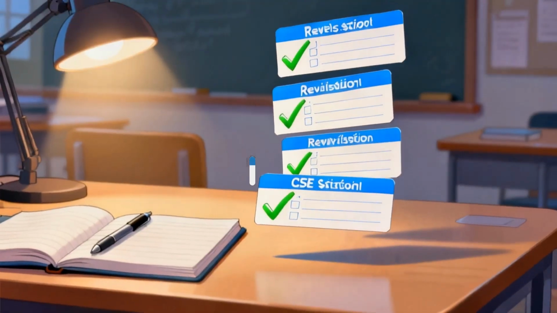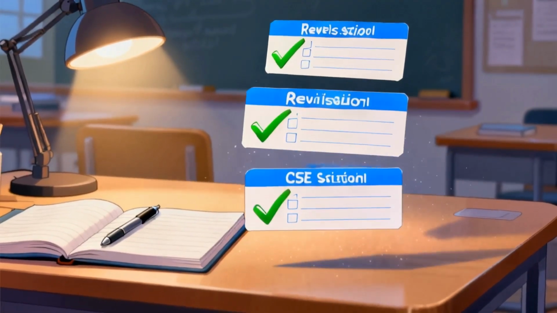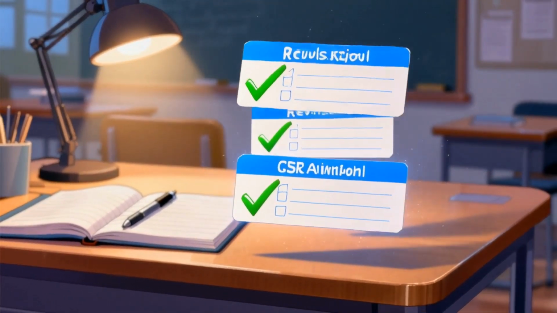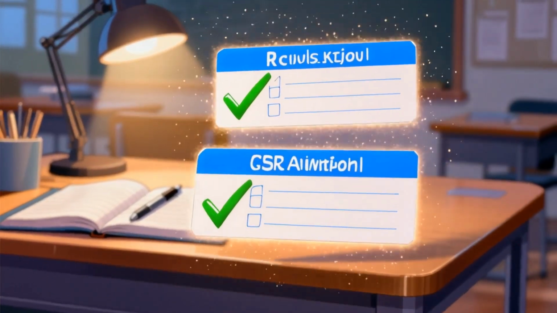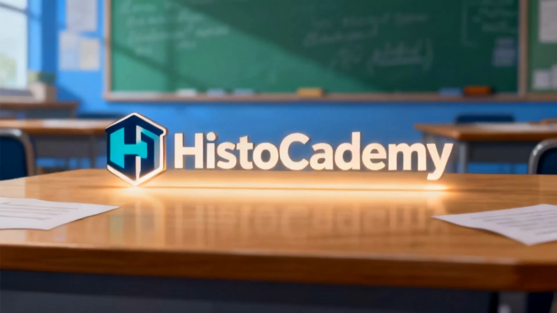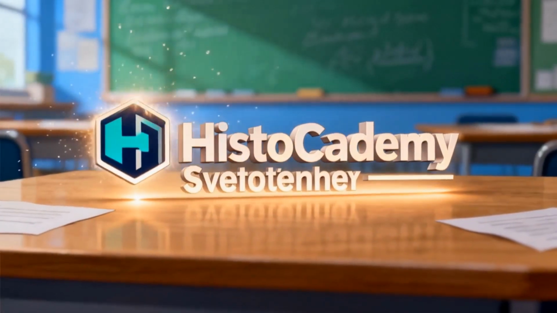To finish strong, write one mini conclusion. Overall, the main reason was because it had the biggest impact. Simple, clear, and exam perfect. Master this structure and every 12-marker becomes easy.